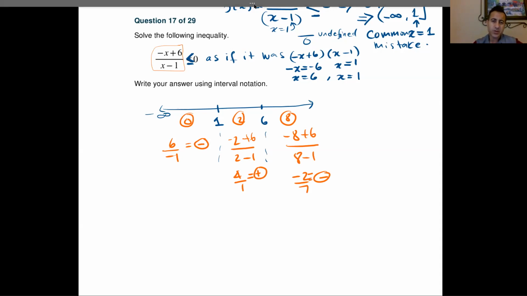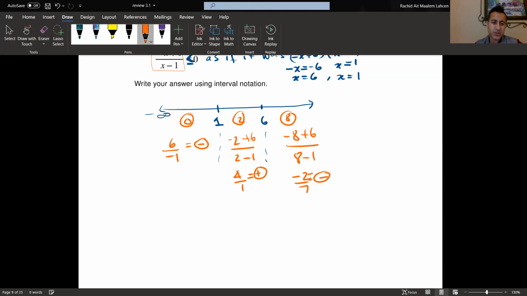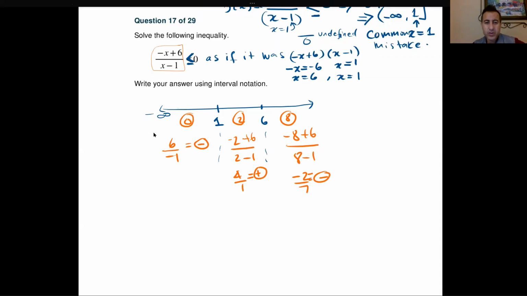So we go to the green. I think that's what we did previously. So we're interested in less than or equal 0, which means negative. Negative happens here, and it happens here. So -infinity to 1, this always takes that, so that's not a problem. And 6 to positive infinity. So now what are we going to do with these?